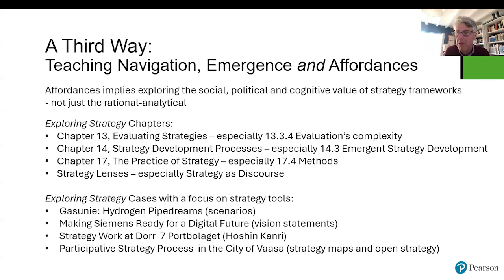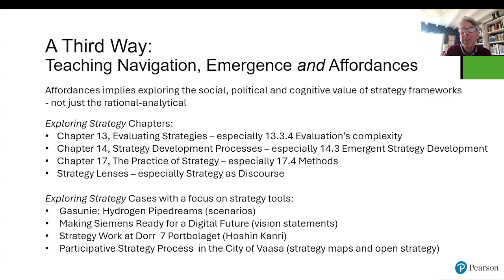Mintzberg had many truths, so do Robin Holt and Robert Cheer. But we should also introduce the affordances of strategy tools into our teaching. So I suggest that when we talk about evaluating strategies, there's a section in 13.3.4 which talks about the complexity of evaluation in practice. I think some of that complexity is around using the tools as ways of developing consensus.